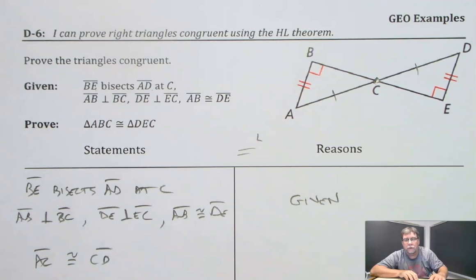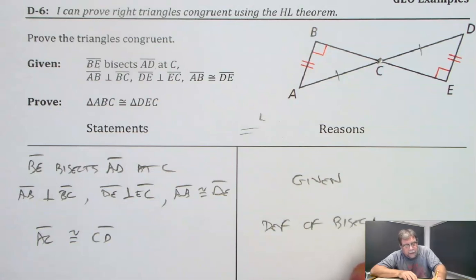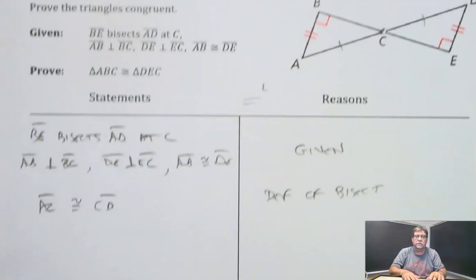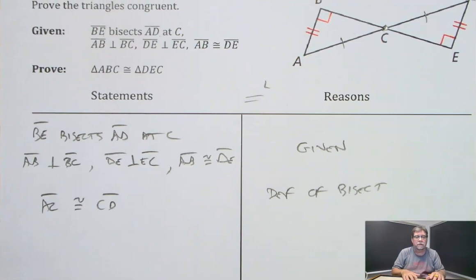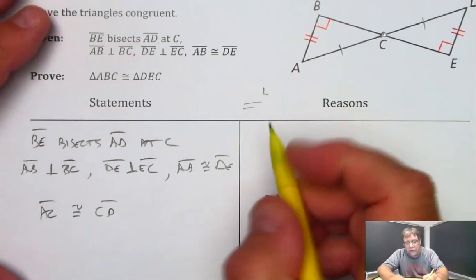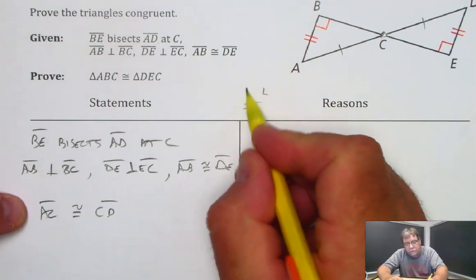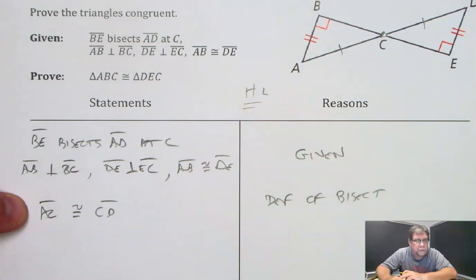Now, what would I write for my reason? Well, it's actually the definition of bisect. I mean, what does it mean to bisect? It means to put into two congruent pieces. So we are defining bisect. We're saying those two sides are congruent. So now I know that I have H, right?